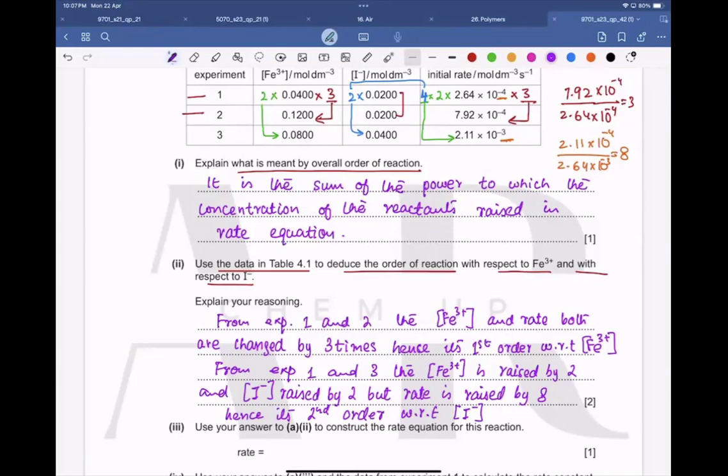No, if iodide was not doubled, the rate would only get doubled. So the rate is only increased by this factor because we concluded from experiment 1 and 2 it's first order with respect to iron, and the concentration of iron is increased by 2. So if it was the same, the rate would also get doubled over here. Yes, is this clear to all of you?